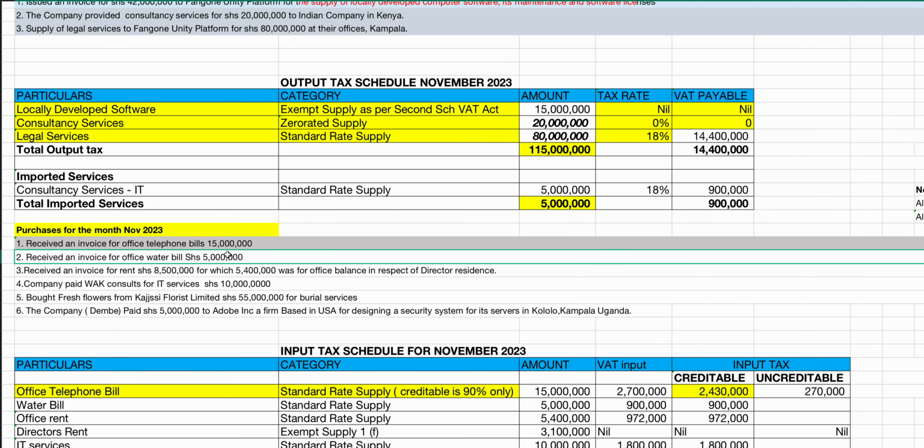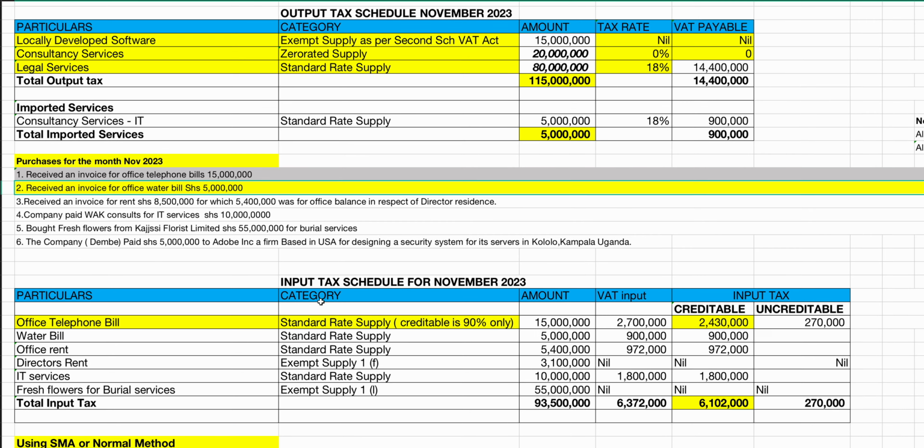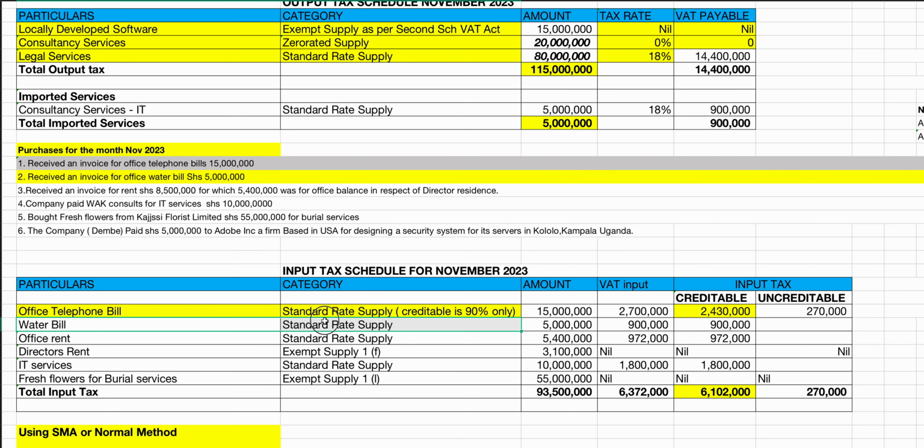We have received an invoice for water bill, 5 million. Water bill qualifies for standard rated, and we'll come here and put the standard rated water bill. Standard rated supply, 5 million. 18% of that, and it's all creditable. We allow all of it. We go to the next.